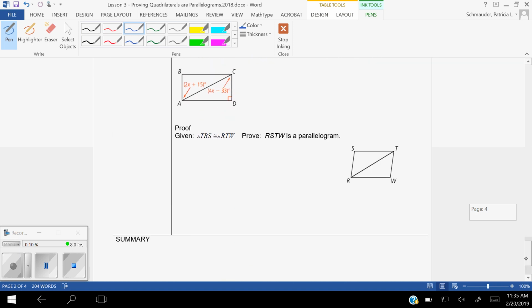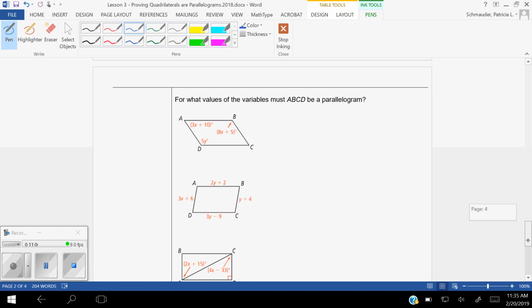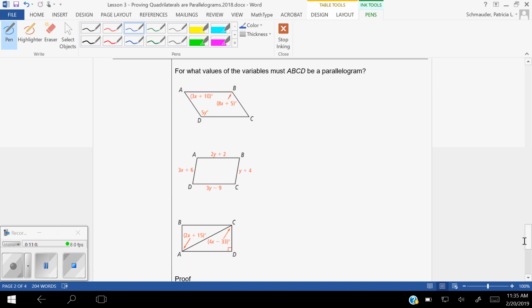We have just a few more problems here and a proof. So I really think you can do these on your own. Okay, why don't I do the first one? For what values of the variables must ABCD be a parallelogram?